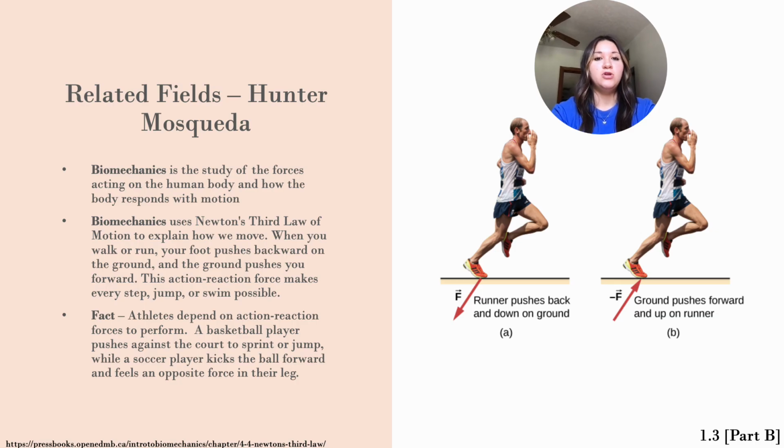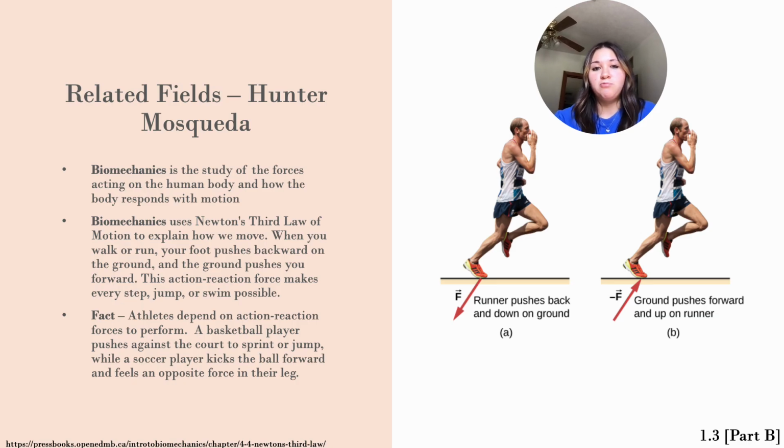For example, when you walk or run, your foot pushes backward and downward on the ground, and the ground pushes forward and upward on your foot with equal force. That opposite reaction is what propels your body forward. Without this reaction, you wouldn't be able to take a single step. Jumping is another example. When you push down hard, the ground pushes you upward with equal strength, launching your body into the air. Swimming works the same way.